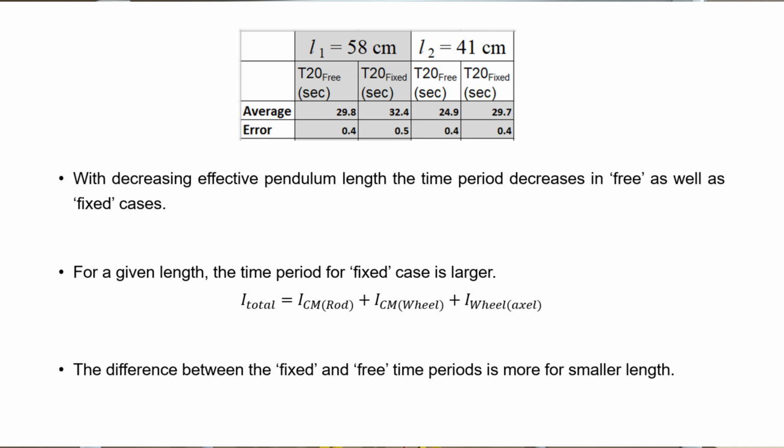Similarly, we also note that the difference between the fixed and free time periods is more for a smaller length. This is because for a smaller length, the moment of inertia of the wheel with respect to its axis, that is the last term, is the same. But the first two terms, where the center of mass of the rod and the center of mass of the wheel are involved, decrease for the lower length. So that's why we see that for a smaller length, this difference is more prominent. So that finishes today's experiment.